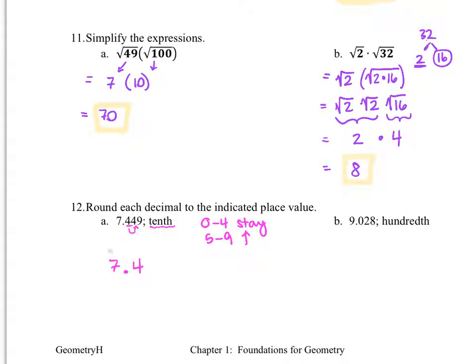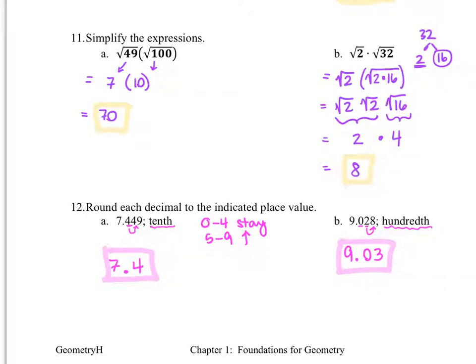And for the next one, we're going to round to the 100th place. So this one is the 10ths, this one is the 100ths. We look to the right, one place to the right. It's between that 5 and 9 range, so we're going to round to 9.03 because we're only rounding that one digit. And that's a final answer for 12B.